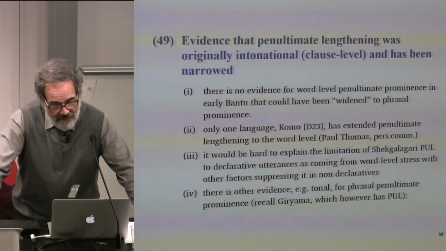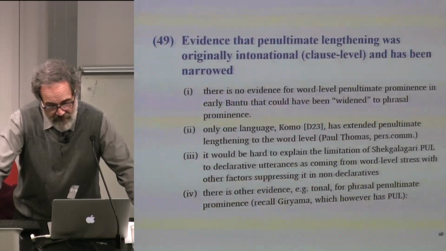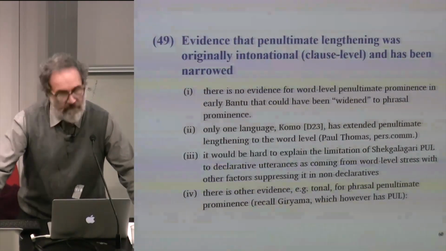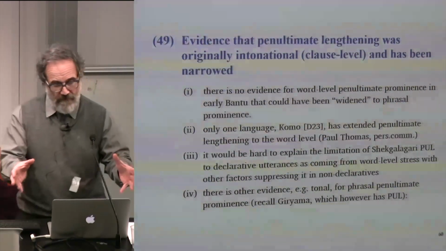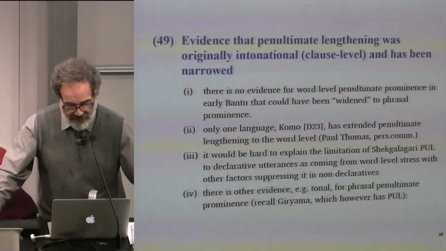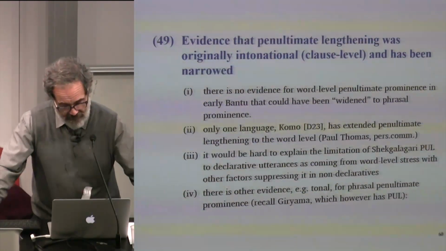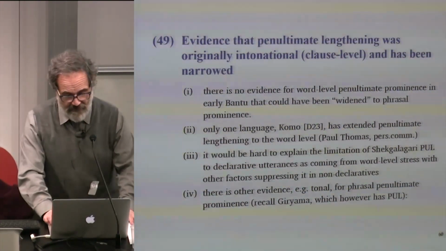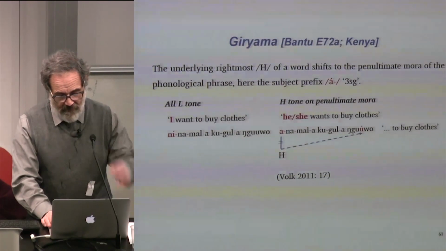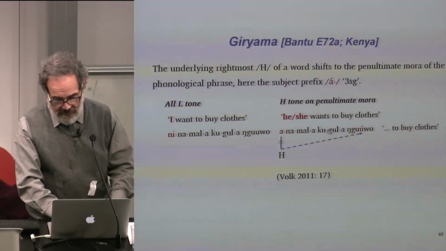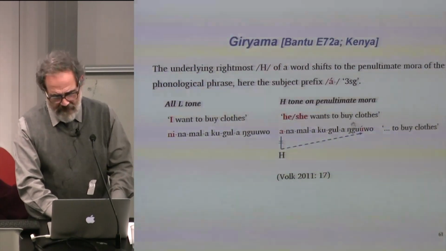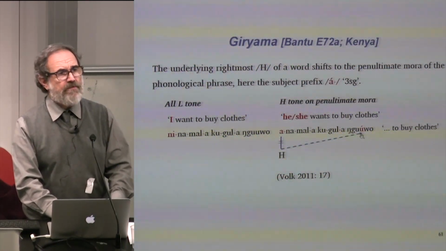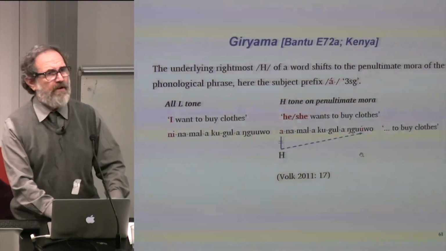Okay. It would be hard to explain the limitation of penultimate lengthening to declarative utterances as coming from word-level stress with other factors suppressing it in non-declaratives. So it's easier to say it came in with a function and then it spread out to other functions and it got narrowed, that kind of thing. And there's other evidence, tonal in particular, now we come back to tone, for phrasal penultimate prominence. So first, remember Giriama that we saw. Notice the high is transferring to the penult, but you might say that's because this is one of the languages that undergoes penultimate lengthening. Maybe it's the long vowel that's doing this.